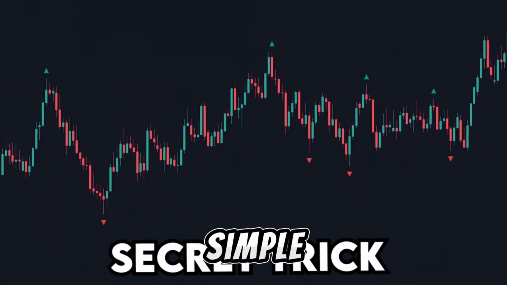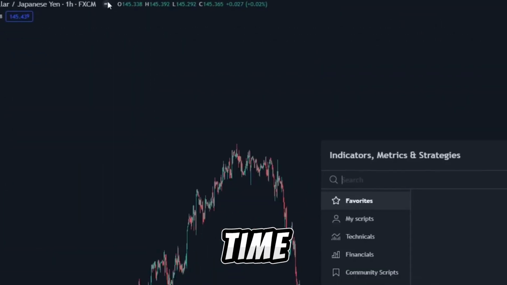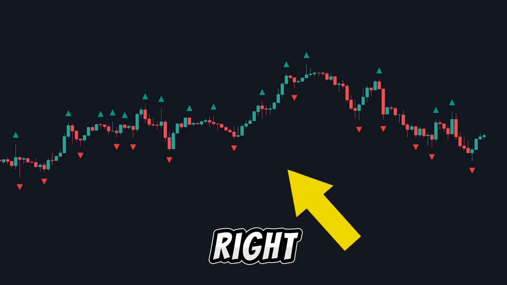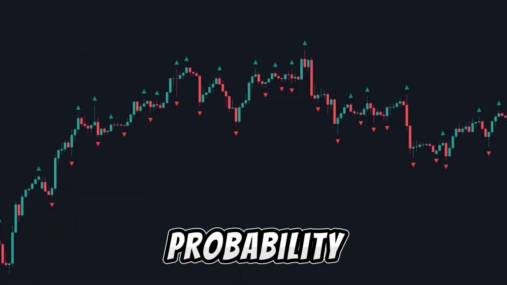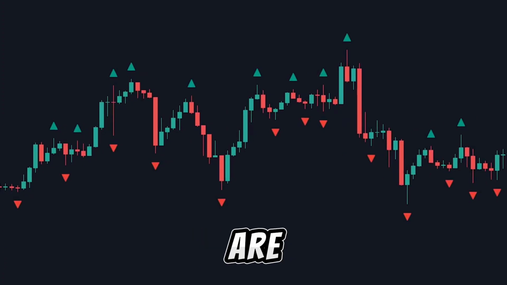So, here's a quick and simple way to know exactly where to put the Fibonacci, so you get the perfect starting and ending point every time. First, go to the Indicators tab and type in Fractals. Click this one right here. Your chart will look something like this. This indicator will show us high probability reversal points. The green arrows are bullish fractals. The red arrows are bearish fractals.